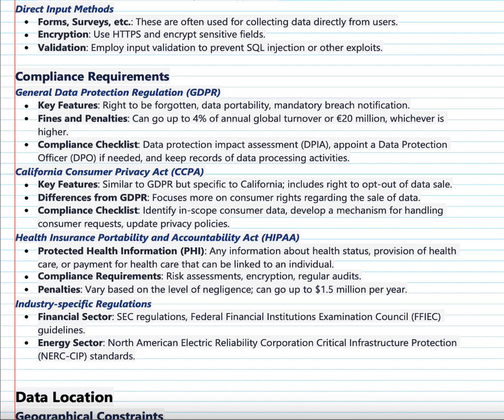The California Consumer Privacy Act, the CCPA, is very similar to GDPR, but it's focused specifically around California in the United States, and it includes the right to opt out of specific data.